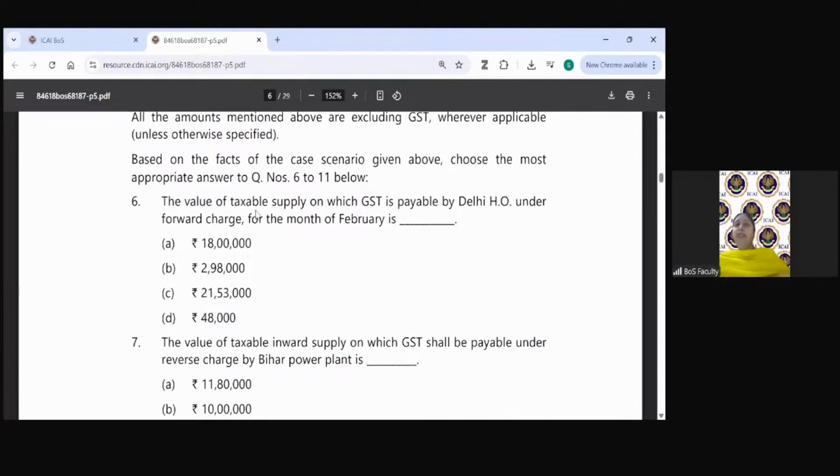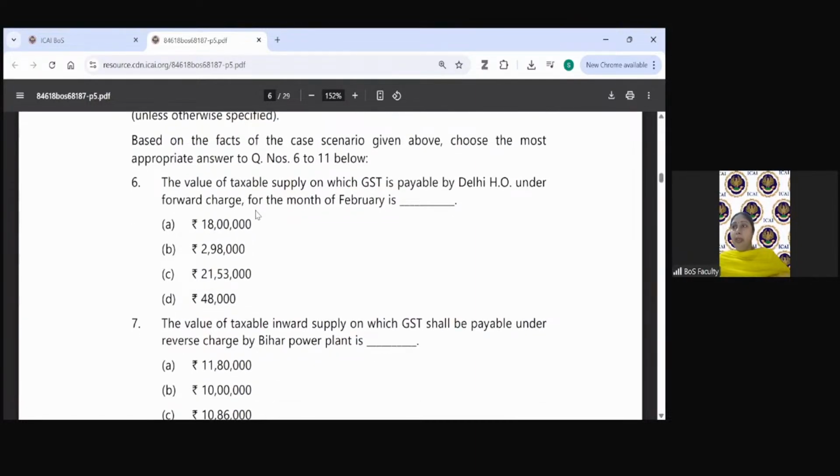Now, based on the facts of the case scenario given above, choose the most appropriate answer to question numbers 6 to 11. So we have 6 questions based on this particular scenario. And I will read the first question. I will take you to the relevant information also. In fact, I will take you to the entire question once again.